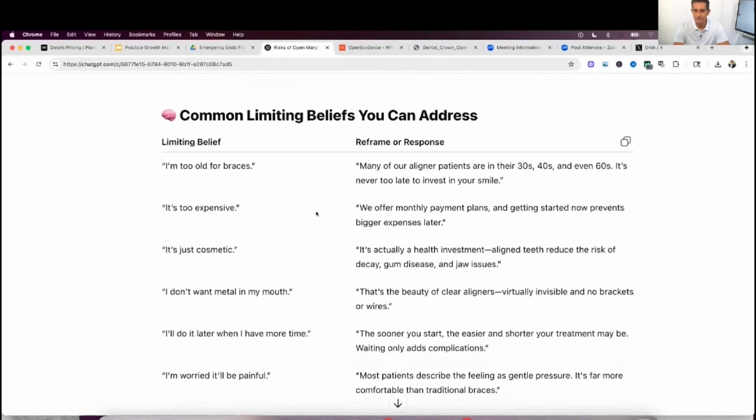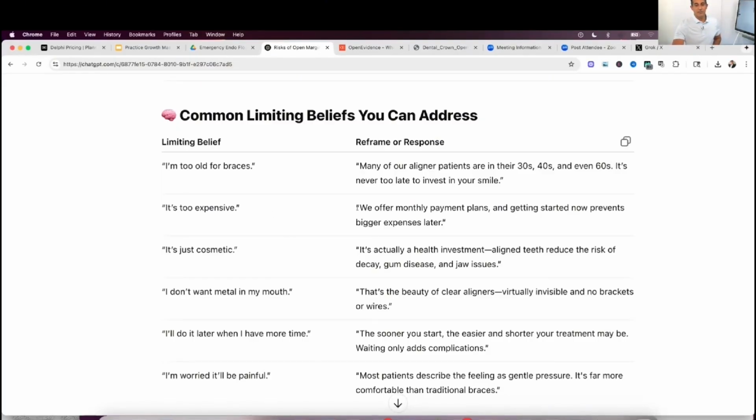But common limiting beliefs, okay? I'm too old for braces or clear aligners, right? We've all heard of that. Many of our aligner patients are in their 30s, 40s, and even 60s. It's never too late to invest in your smile. Now, that sounds kind of canned, but a thing you could do there is ask them a question. Gosh, it's interesting you say that. I'm curious, when is a good age to stop addressing your smile? What do you think is a good age to not worry about your smile? You've got to ask some of these exploratory questions to patients, right? That's a good question, right?